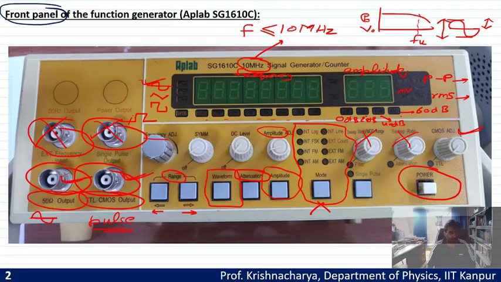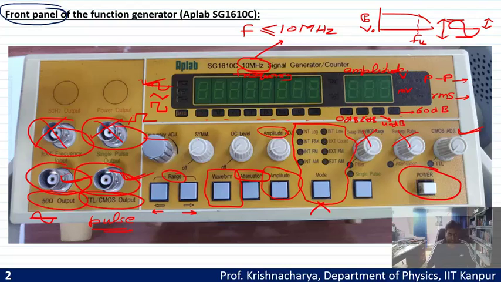Okay, so I think I have not missed anything in the front panel. Of course, this whole machine is powered from your electrical mains. On the back side of this panel, you have this connector for 220 volts, which powers the whole function generator. So you connect that, and then you switch on. You press this power button.